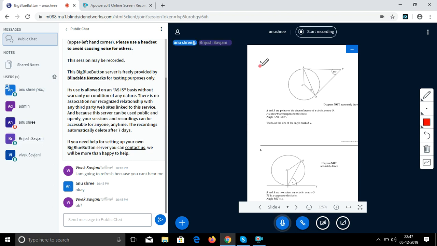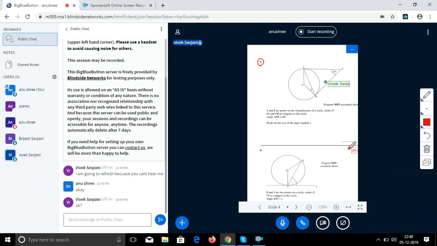Okay, now see this. Question 5. A and B are points on the circumference of the circle, center O. PB and PA are tangents to the circle. Angle APB is 86. Work out x. Can you make a second drawing there so I can show you the answer? Excuse me, hello. Can you put a multi-drawing one, please? Okay.